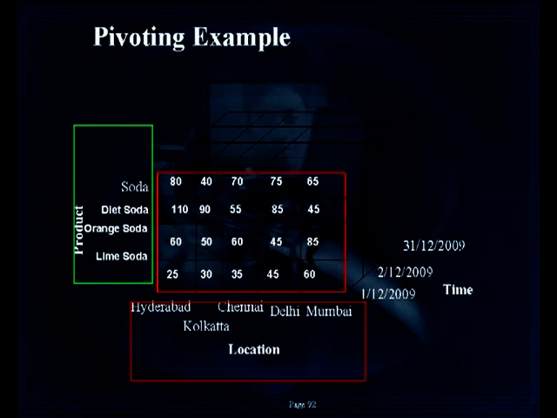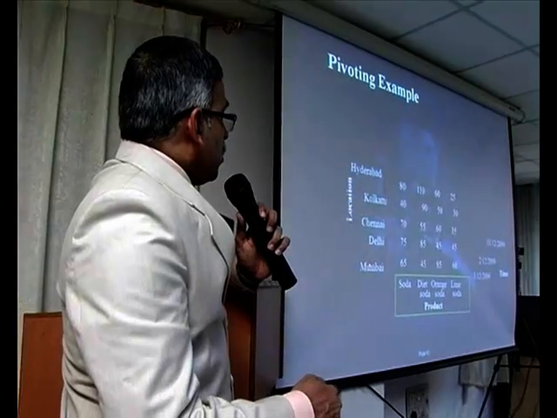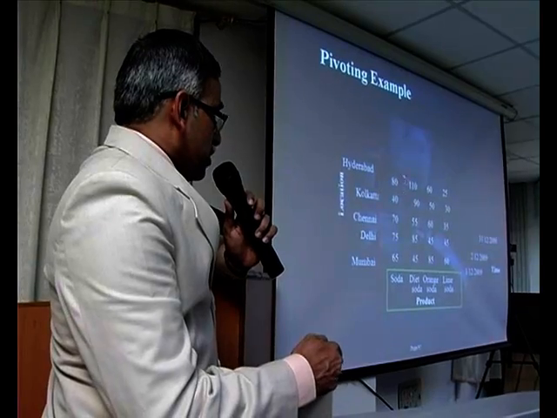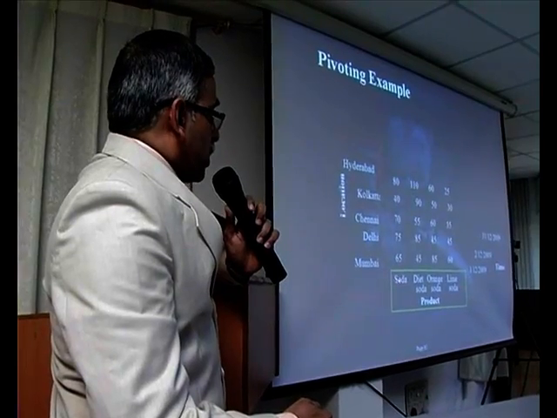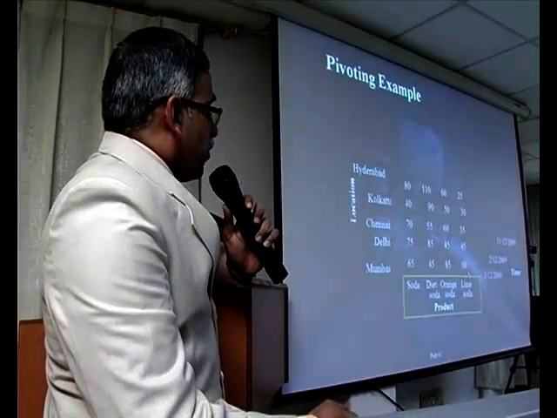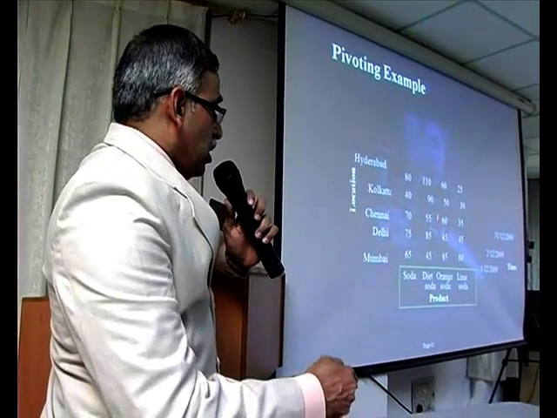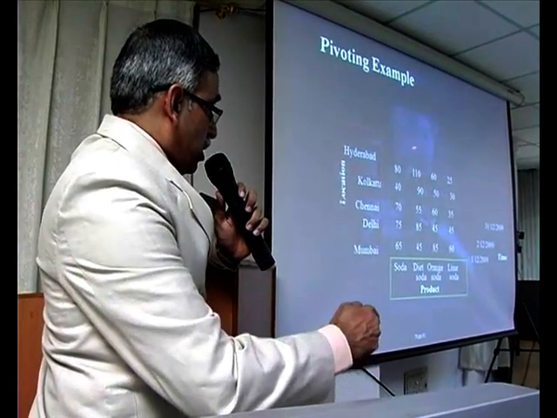Whenever we swap, if you observe, this is a 2-dimensional representation for 1/12/2009, with various locations and different products. For example, 80 is the total sales of the product soda in Hyderabad. Similarly, 60 is the total sales of lime soda in Mumbai on 1/12/2009. The first layer is for the first day, the second layer is for the second day, the third layer is for the third day, etc.